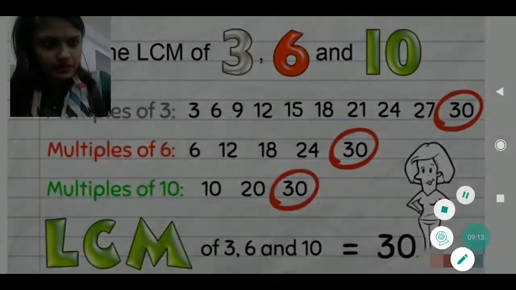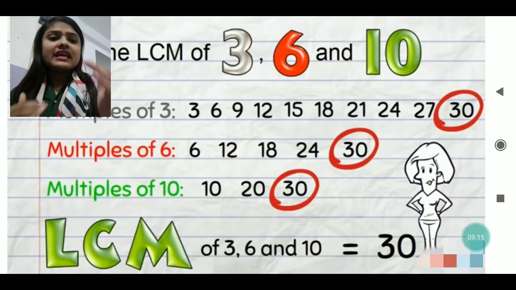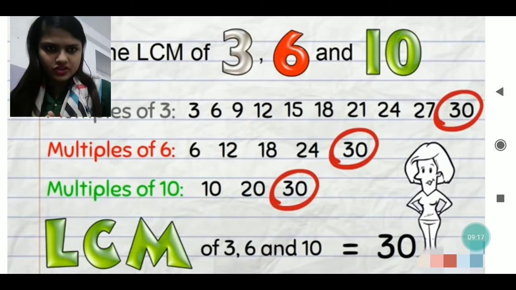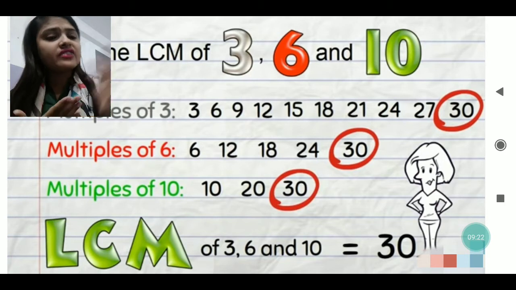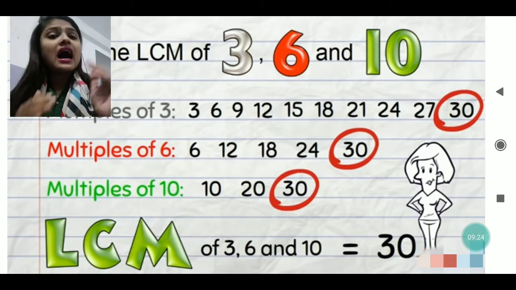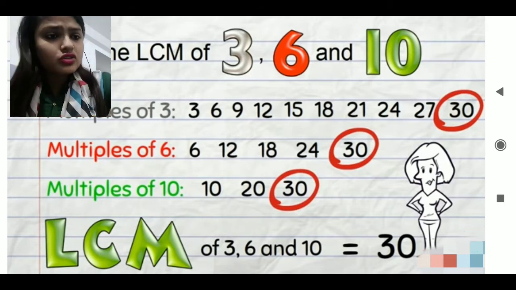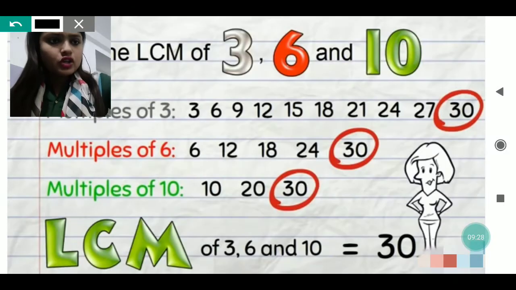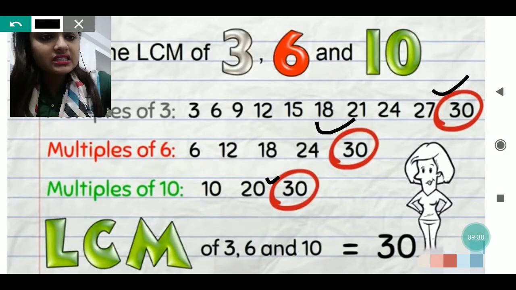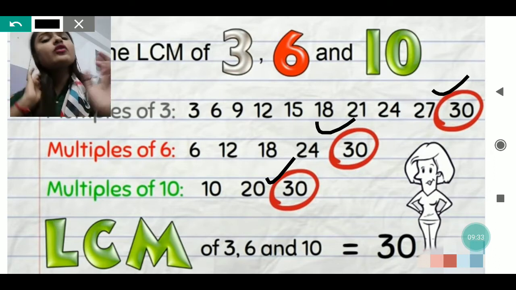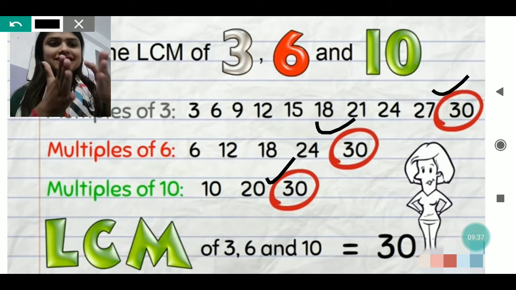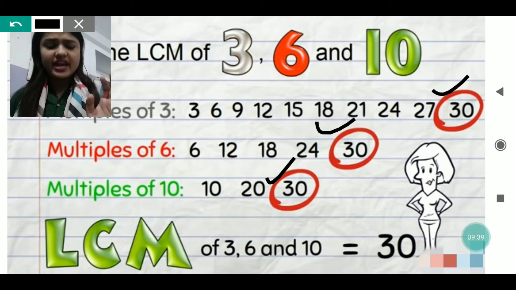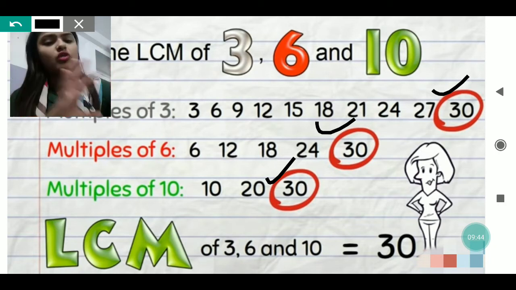Like you can see, the LCM of 3, 6 and 10 you have to find out. So you write the multiples of 3, the multiples of 6, as well as the multiples of 10. After writing all the multiples, you see which is common between them. The first common which I am getting is 30. That first common is the least common multiple of 3, 6 and 10. So what is the first procedure? The first procedure is to write the multiples, all the multiples.